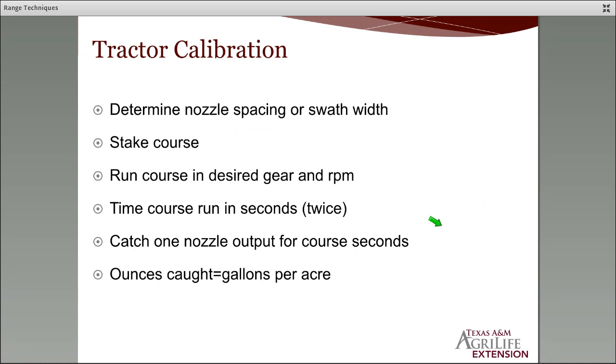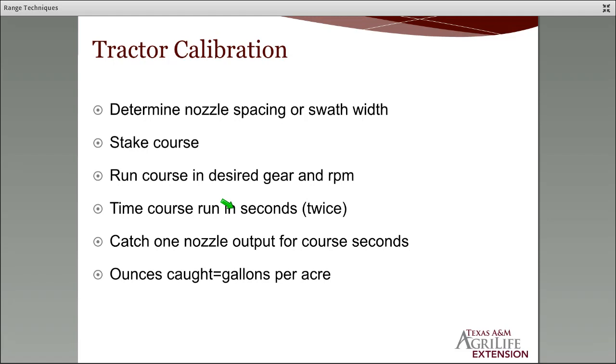Some simple steps to go through if you're going to try to calibrate the tractor. Number one, if you have a boom type sprayer, determine the nozzle spacing or the swath width. Stake a course. If you have a boom sprayer, the nozzle spacing is extremely important. If you have a boomless sprayer, we will go by swath width. Stake a course. We're going to look at that more in depth in a minute. And pick a gear and the RPM that you will be spraying in.